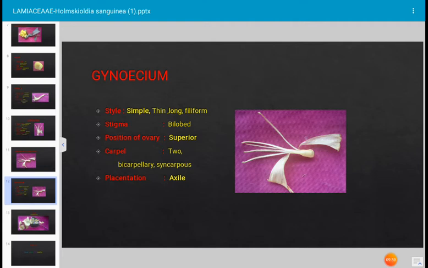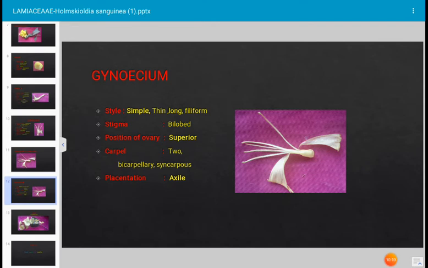Ovary is superior, already I told you. Carpels, if you take the section of ovary, there are 2 carpels. Hence the ovary is bicarpellary. The carpels are united, therefore it is syncarpous. It has to be described as syncarpous. What is placentation? Placentation means attachment of the ovules to ovary wall, that is placentation. Axile placentation occurs in this plant.